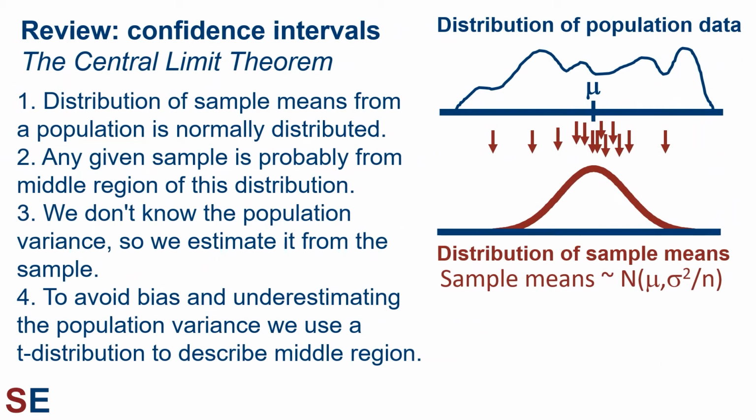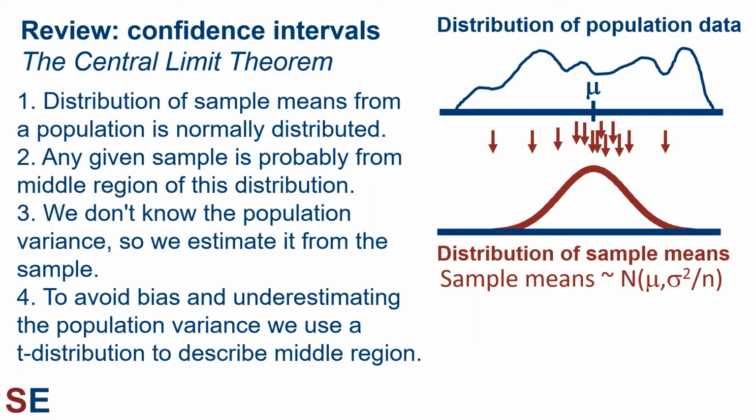The theoretical justification for our confidence intervals comes from something called the central limit theorem. This theorem tells us that the distribution of sample means from a population is normally distributed. As represented in the diagram to the right, no matter what the population distribution looks like, if we take a bunch of samples and calculate the means of those samples, most of those means will be close to the population mean. Only a few will be far away from the population mean, and the distribution of those sample means will be normal. The sample means have a normal distribution centered around the population mean, with a variance based on the population variance divided by the sample size of our samples.